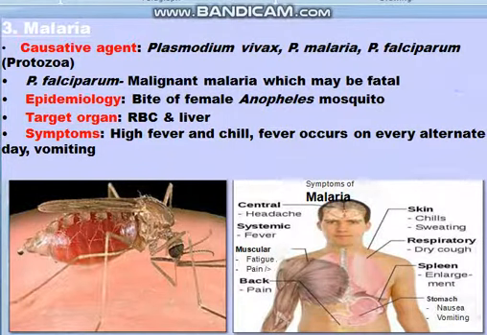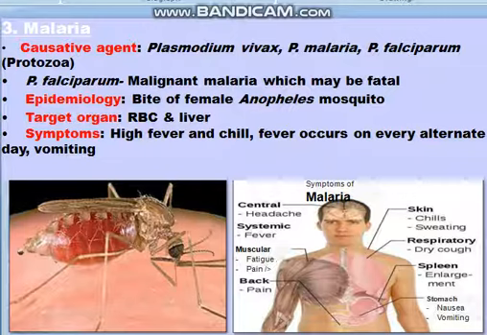So how does Plasmodium vivax or any other species of Plasmodium enter the body? It enters through the bite of the female Anopheles mosquito. So the mosquito is the vector which is responsible for transmitting Plasmodium to human beings. And which type of mosquito is responsible? The female Anopheles mosquito is responsible for transmitting the Plasmodium from mosquito to human beings.